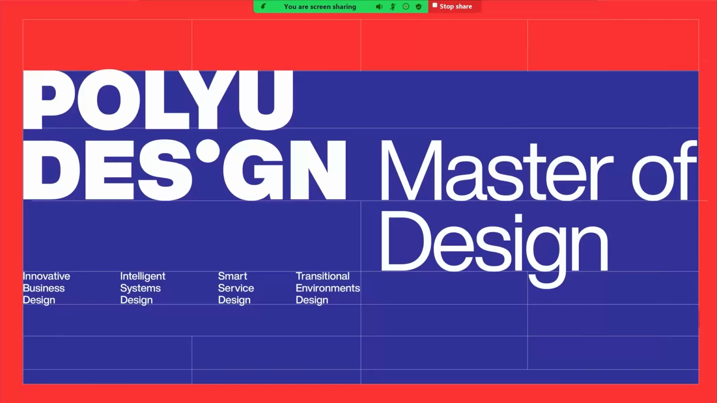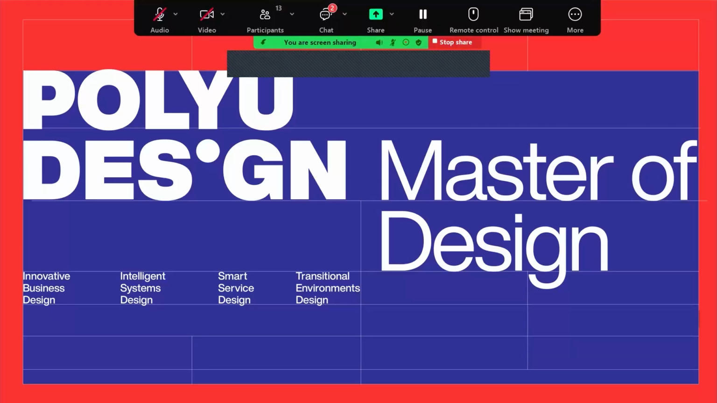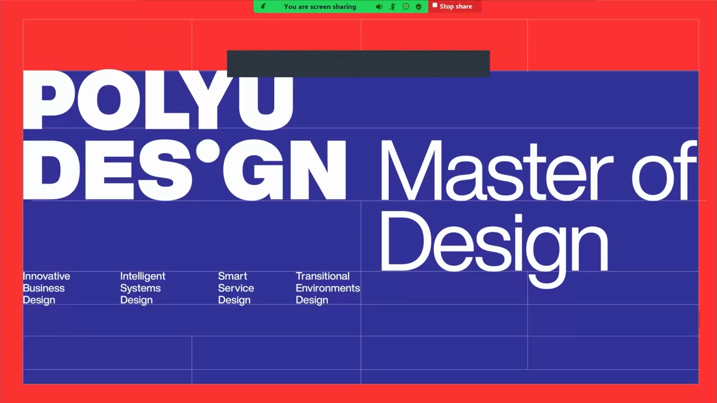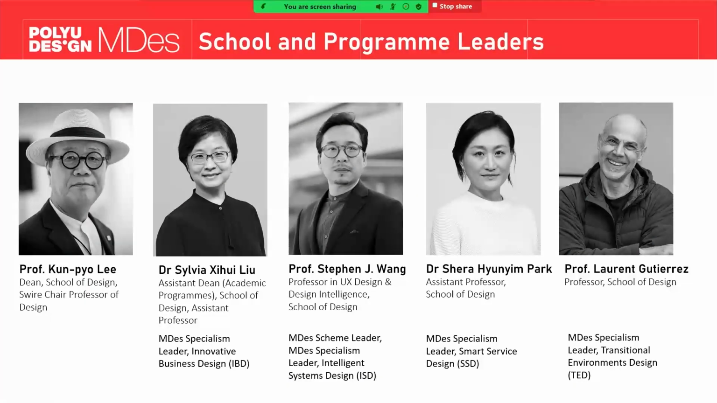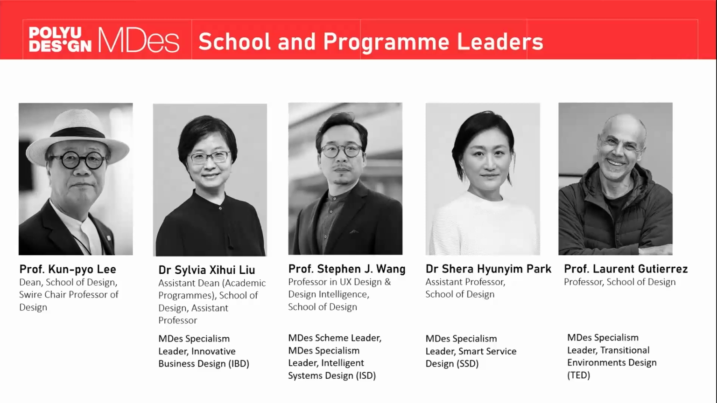So Master of Design has been in School of Design for a long time, and it was reformed probably three years ago. And now we have four new specialisms, including innovative business design, we call IBD, intelligent system design, ISD, smart service design, SSD, and transitional environments design, TED. These four specialisms emphasize different aspects, so they are led by different scheme leaders. Professor Lee has provided the vision and direction for the reform. Professor Sylvia Liu, who is Assistant Dean, leads the IBD. Professor Cheryl Park leads the SSD, and Professor Lo Hong leads the TED. And myself, Stephen Wang, I'm leading the ISD program here.